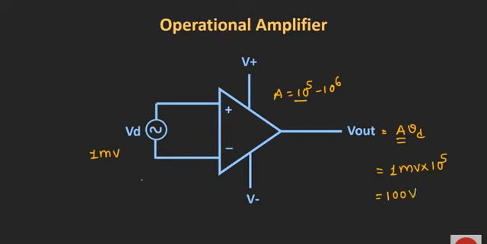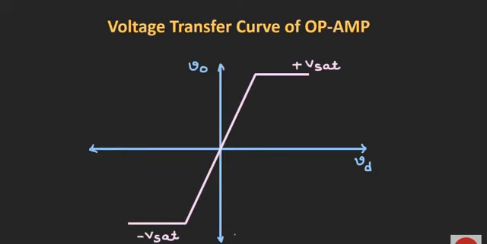Or let's say if we apply 1 volt of signal, then theoretically we should get an output of 10 to the power 5 volt, but that is not possible. The output of this op-amp is restricted by the biasing voltages that are applied to this op-amp. So the output voltage will be between these biasing voltages.